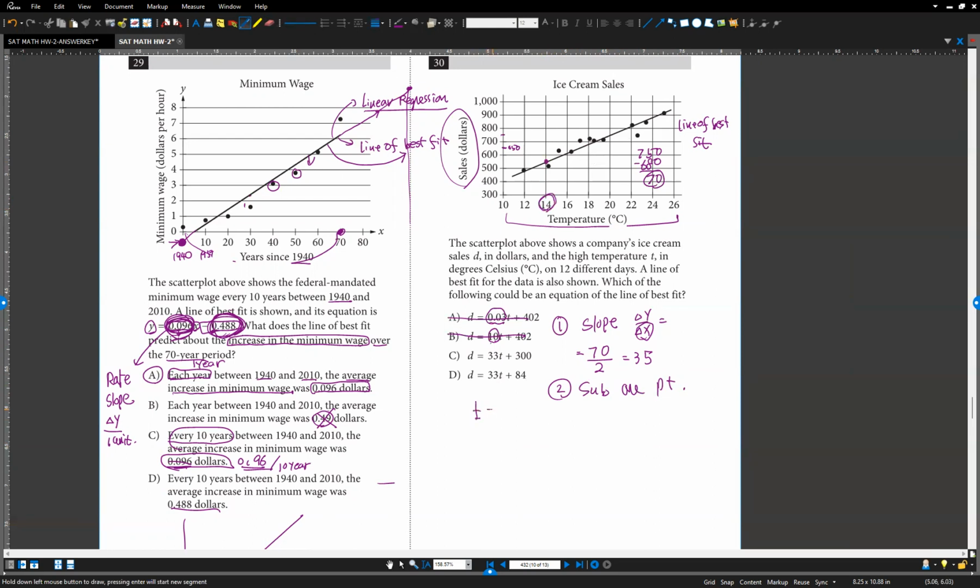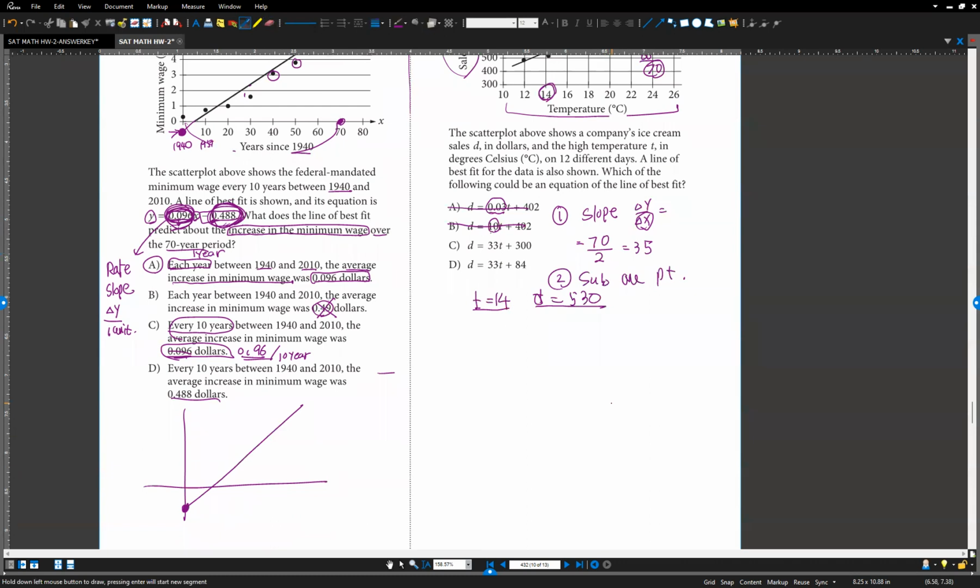If t is 14, what is sales? Sales D at 14 is around 550, less than 550, around 530. Okay, I'm going to take this one, 530. Which one equals 530? Try this one. D equals 33 when t is 4 plus 400. It gives us 530. Let me check the calculator.